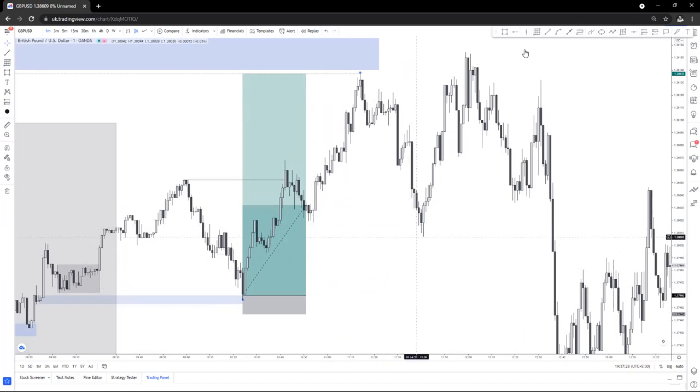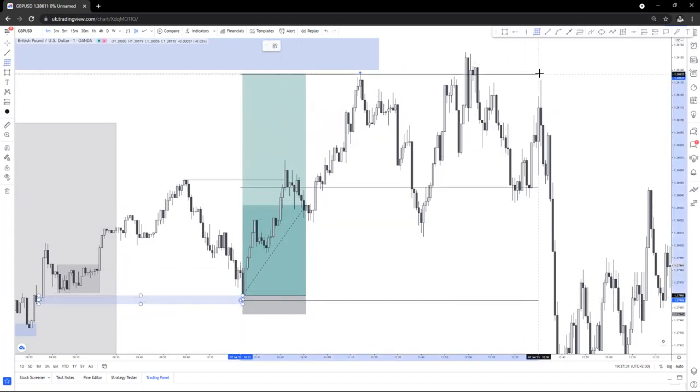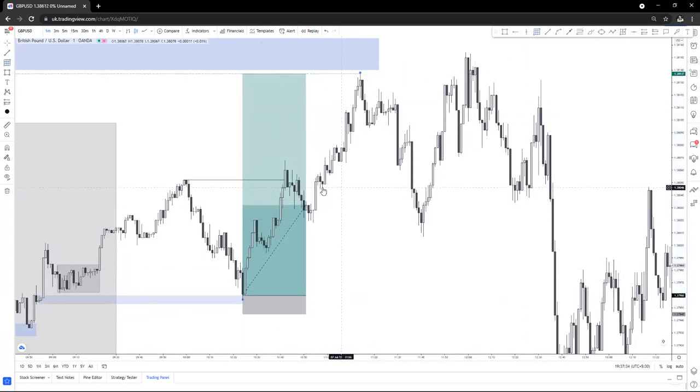Okay. Now, we have our premium and discount prices. And then we know that anything below this would be a good POI. The reason is it's a discounted price. Now, if they do not want us to make money, would they give it to us this easy? No, right?